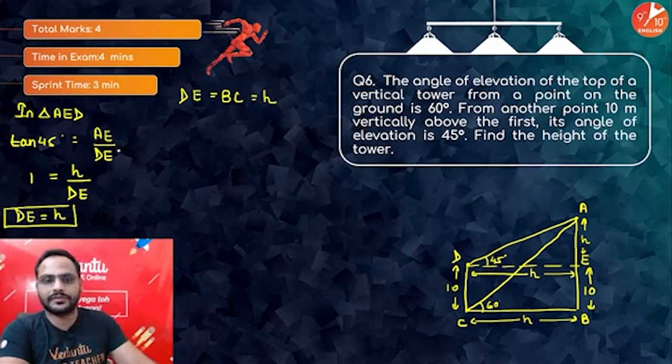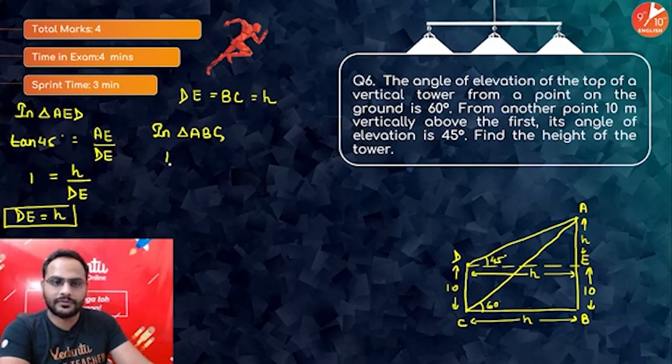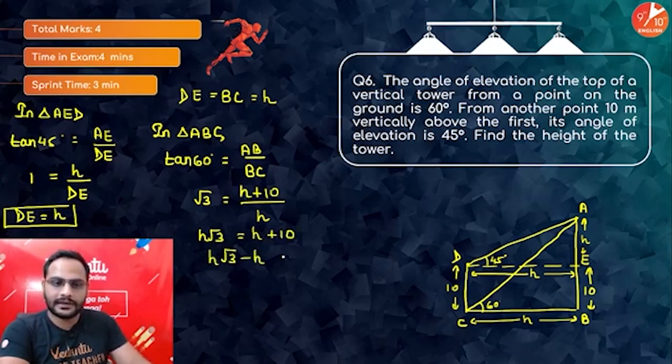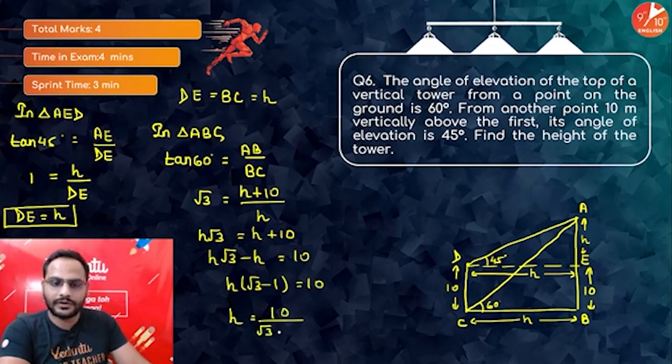Now we'll go for triangle ABC. This time use tan 60 degree. Tan 60 degree is equal to AB upon BC. Tan 60 is root 3. AB is h plus 10, divided by BC, which is h. Clear? Cross multiply. So what you will be getting? H root 3 is equal to h plus 10. Shift h over there. H root 3 minus h is equal to 10. Take h common. H times root 3 minus 1 is equal to 10. H is equal to 10 upon root 3 minus 1.